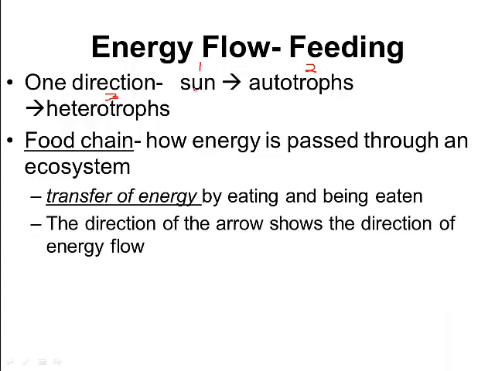So in this case, the direction of the arrow that we use in a food chain shows the direction of the energy flow. If you look back up here, the sun is giving its energy to the autotroph, and then the autotroph is giving its energy to the heterotroph, so the arrow points towards the direction the energy is going.